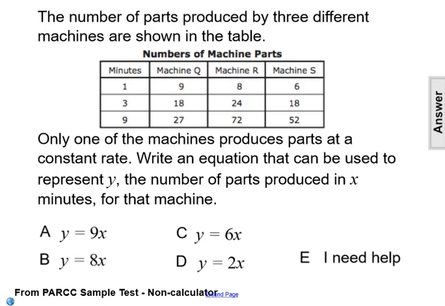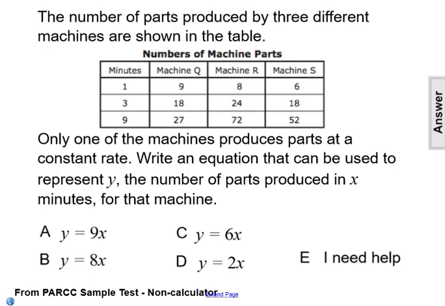So we need to compare the number of parts to the number of minutes. We have the same minutes for each row in our table. We have 1 minute, 3 minutes, and 9 minutes. It's the amount of parts that the machine produces that changes for Q, R, and S in the different columns. So let's look at machine Q first.